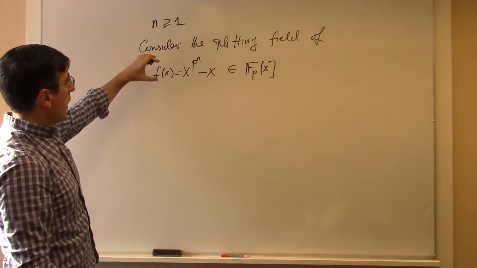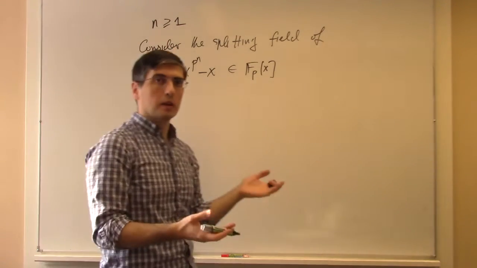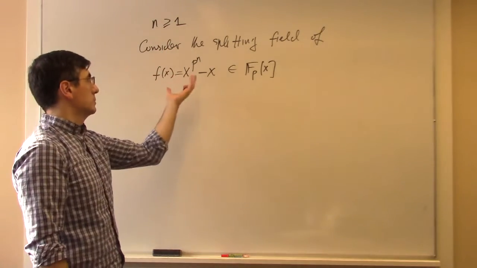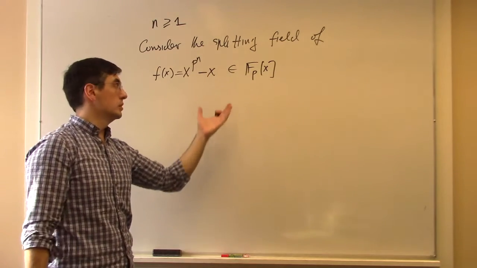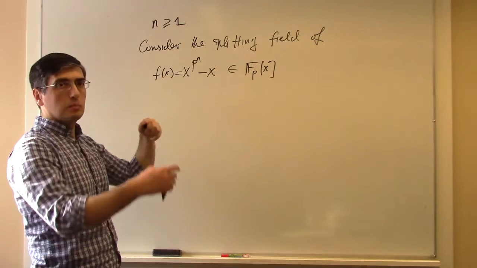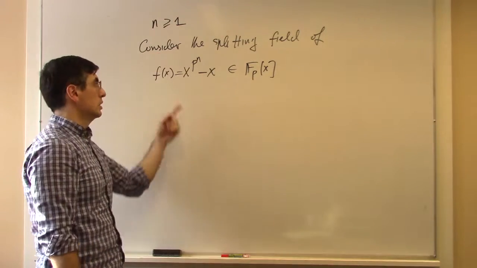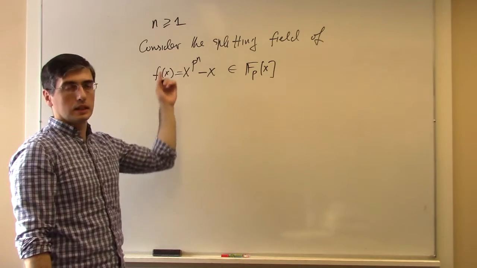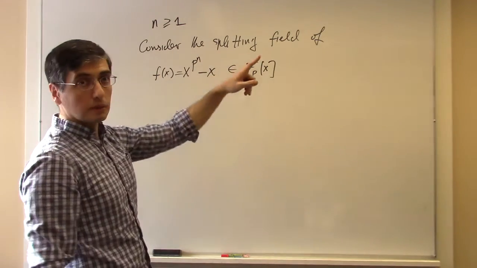Okay, so and it exists. So this is part of field theory. So you take this polynomial. It's not necessarily irreducible. In fact, it usually is not irreducible. And then you keep adjoining the roots to F_p, and eventually you get a field that contains all the roots. That's the splitting field. So let's consider the splitting field.